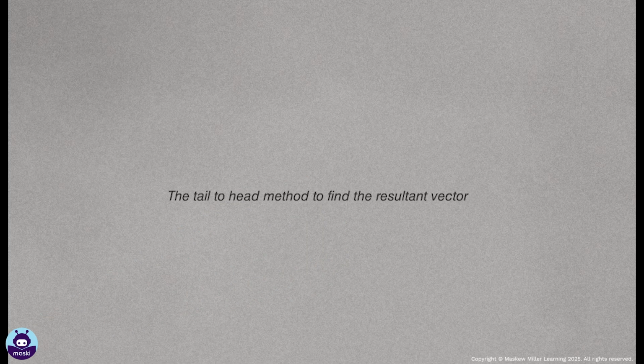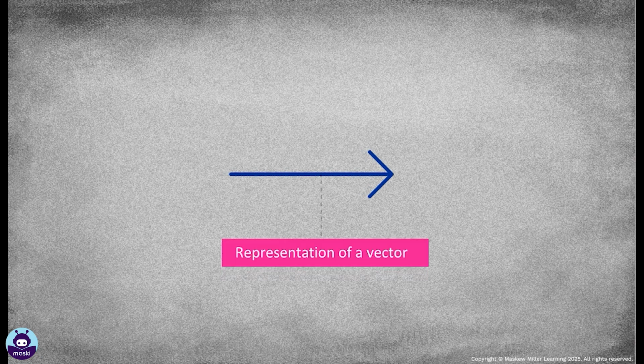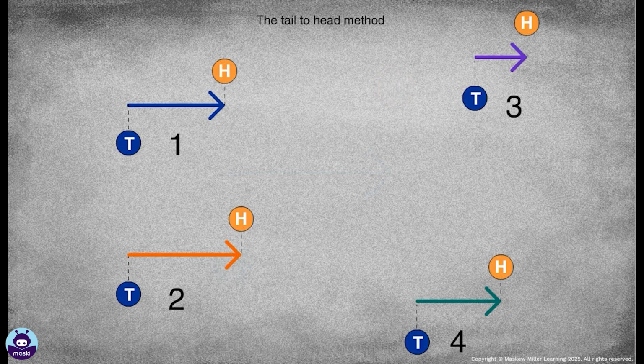Tail-to-head method to find the resultant vector. We have seen that a vector is represented by an arrow pointing in the direction of the vector. In grade 10, we shall consider vectors in a single dimension only. The rear end is the tail of the vector, and the end with the arrowhead is called the head of the vector. The tail-to-head method is one method of finding the resultant of many vectors.